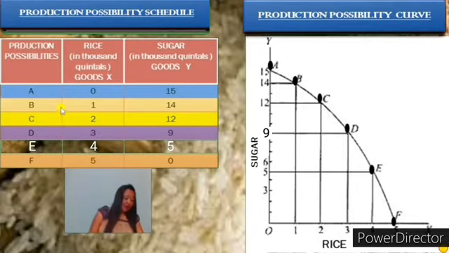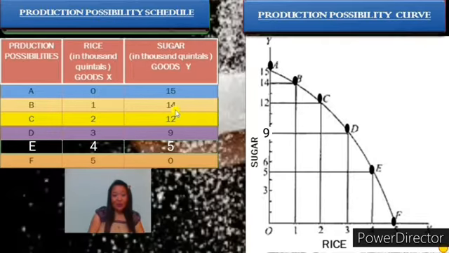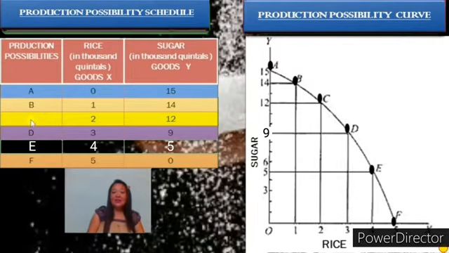Similarly, combination B shows that if you reduce a little bit of your production in sugar and allocate a little of the resources to the production of rice, then what happens? The production of rice will increase from 0 to 1, whereas the production of sugar will reduce from 15 to 14 units.